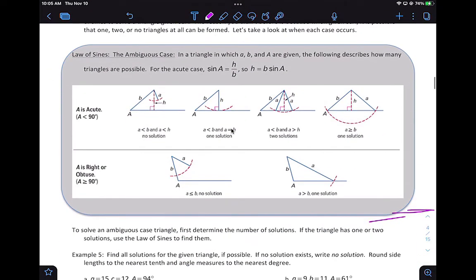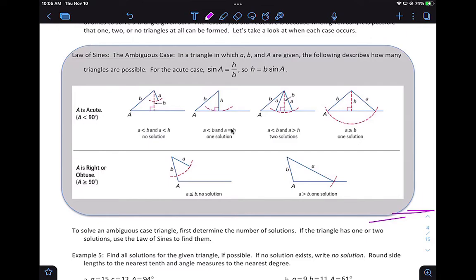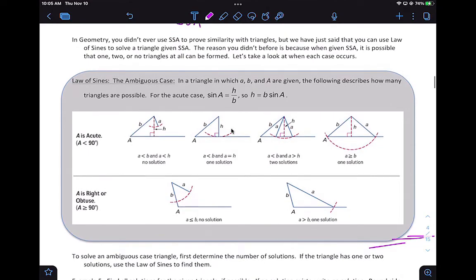They have a chart right here that shows you how you can determine if there's going to be one triangle, two triangles, or sometimes it can't even close up and make a triangle at all. But instead of doing all that, I've got a slightly different process that we're going to do here. I'm just going to show you through the examples that we have today.